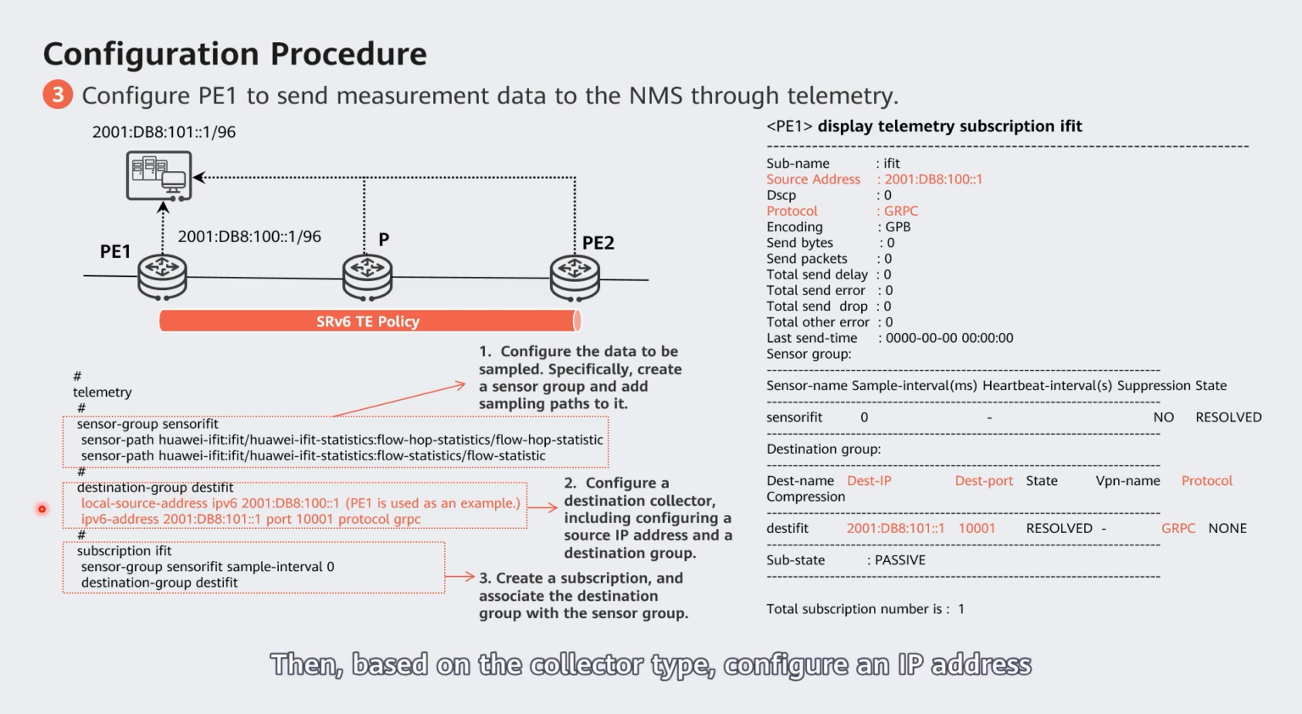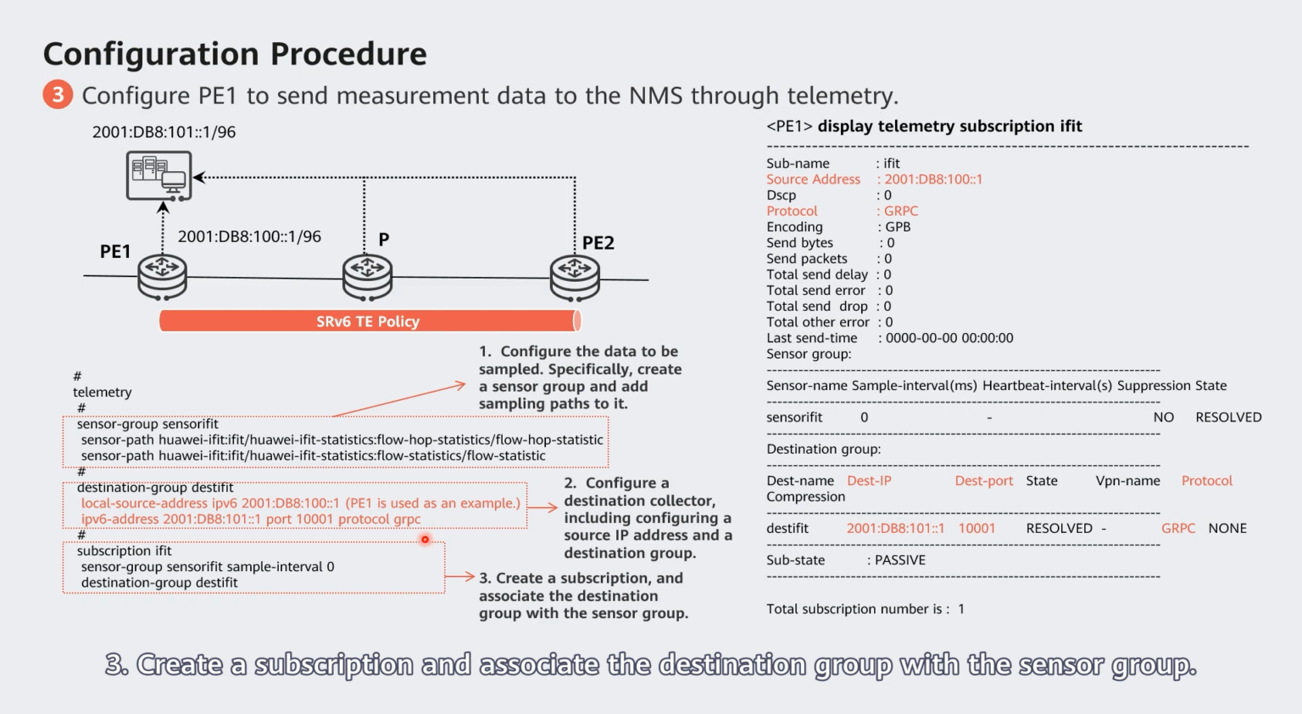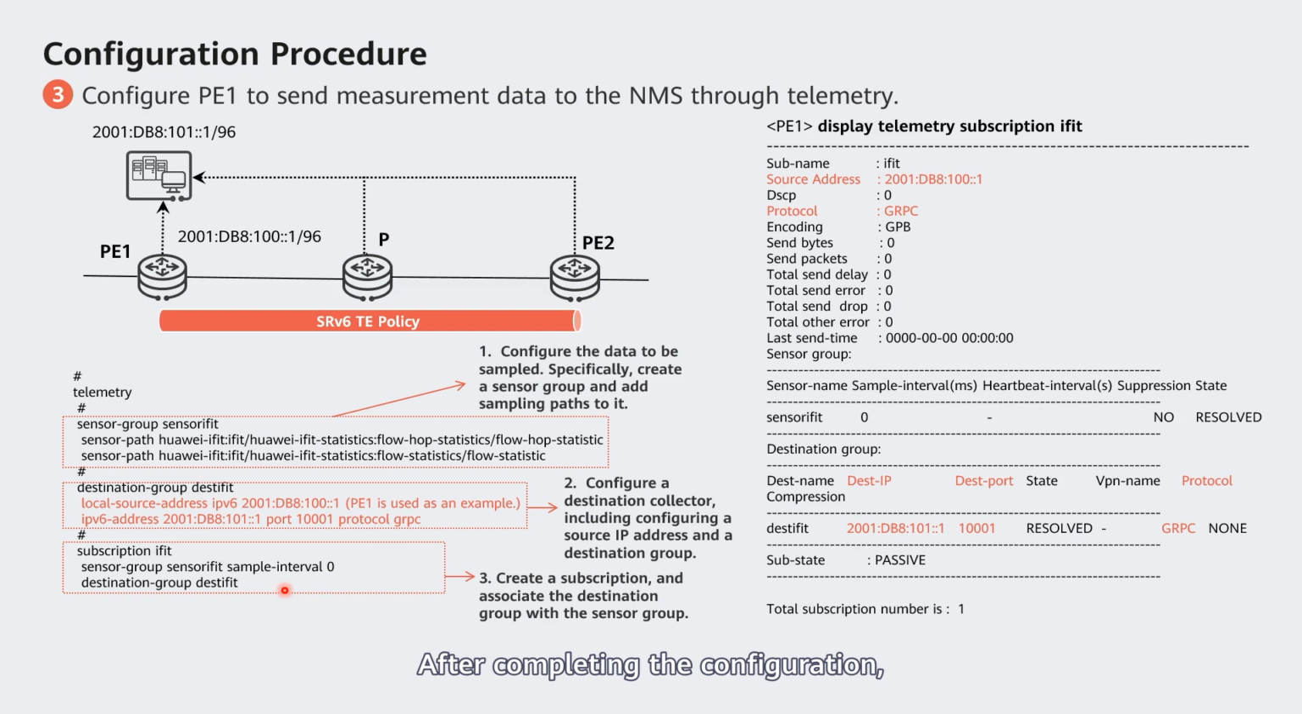Then, based on the collector type, configure an IP address and port number for the destination collector, and configure a protocol and encryption mode for data sending to the destination collector. 3. Create a subscription and associate the destination group with the sensor group. After completing the configuration, run the display telemetry subscription command on each device to check the telemetry configuration. Take PE1 as an example. You can view various pieces of information, including the source address, destination address, transmission protocol, and port number. At this point, we have completed all configurations of application-level IFIT measurement.